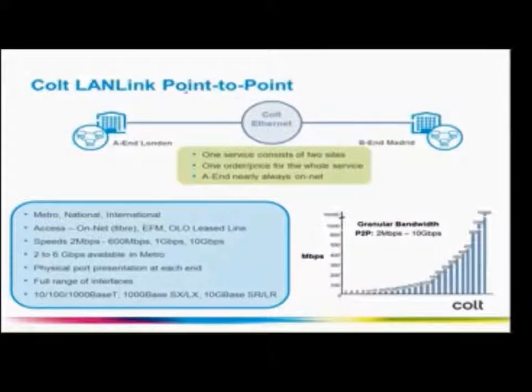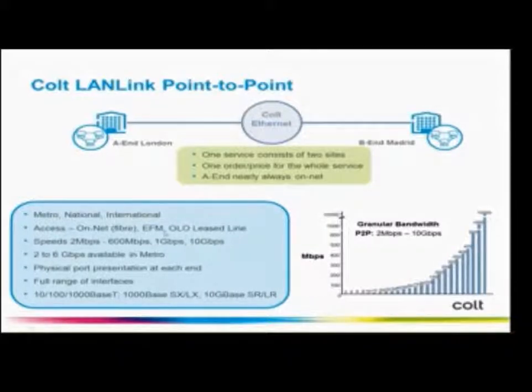The first product is LANLink point-to-point, where we just connect a location on the A end to a location on the B end. In this example, we have London to Madrid. You can see how we can connect the sites here. It could be one side over ULL, for example, the other side over fiber, and then we have our network in the middle, where we just switch the circuit until its destination. We can provide the service locally, national, and international.